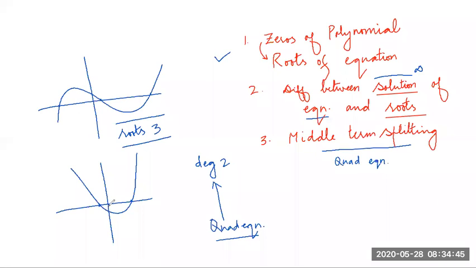And what is the value of the root? It is this value of x, and number 2, it is this value of x. Thank you, students. Now, the third point is middle term splitting. How can we do middle term splitting? Let us say we take one quadratic equation in only one variable x.